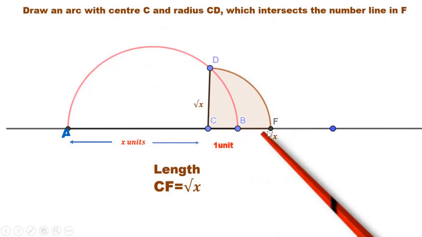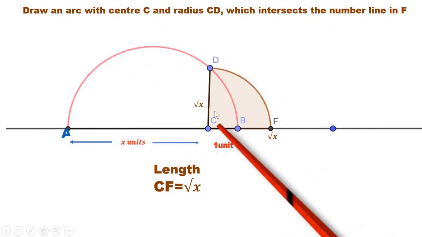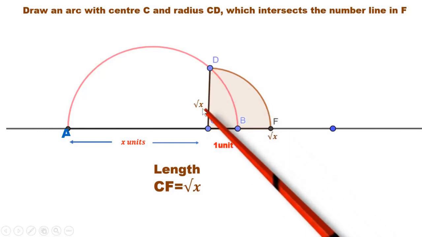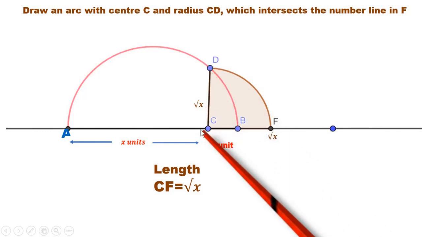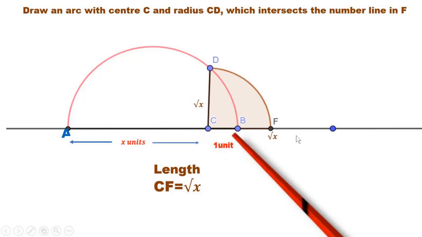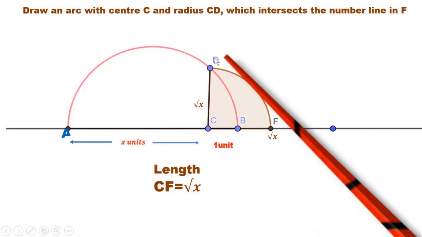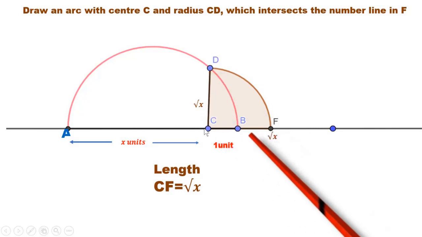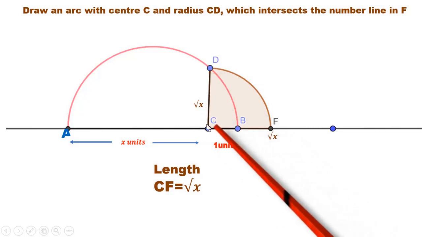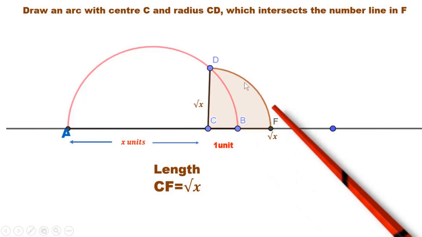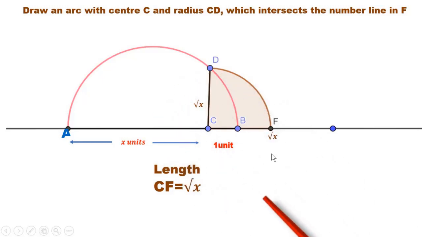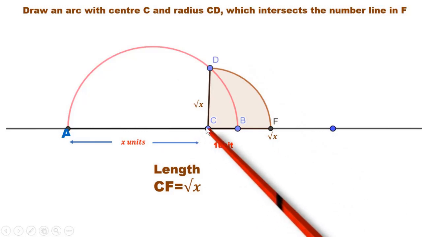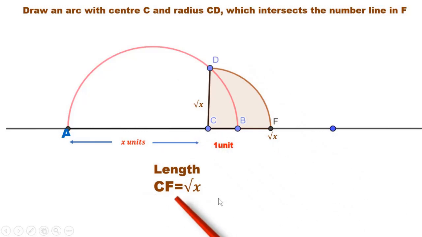Distance CF is equal to root x. Are distance CF and CD equal? If yes, then why? Distance CF is equal to distance CD because both of them are the radii of the same circle with center C. Thus, we have located root x on the number line at point F. Length CF is equal to root x.